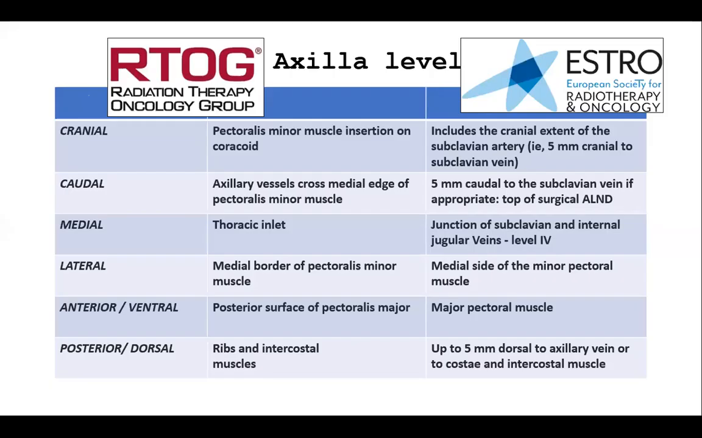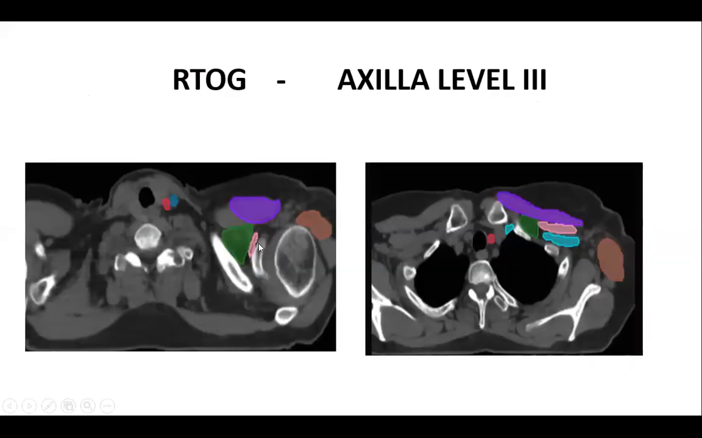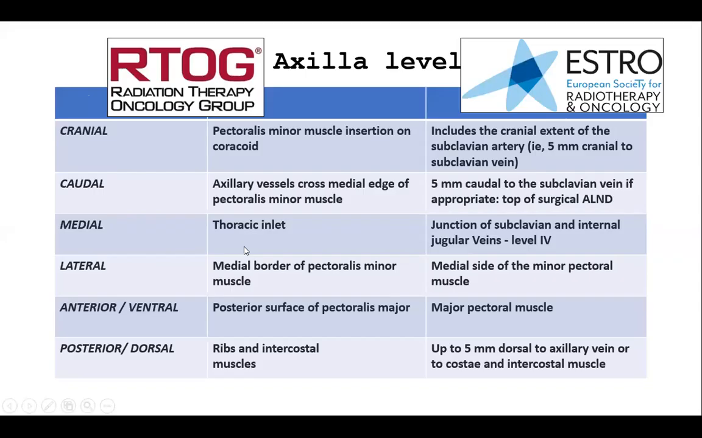Okay. So moving ahead with the axilla level 3 nodal station. Here the cranial border would be the pectoralis minor insertion on the coracoid process. Here we can see this is the coracoid process and this is the insertion of the pectoralis minor muscle. So this would be the cranial border. The caudal border is again the plane where the axillary vessels cross the medial edge. This is the cranial border of the axillary level 2, which will become the caudal border of the axillary level 3.